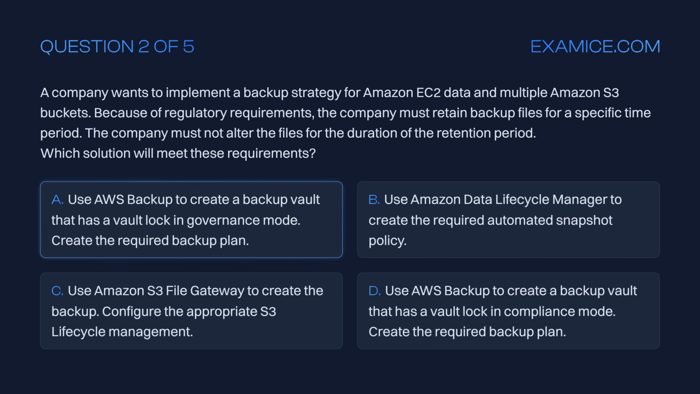Option A. Use AWS Backup to create a backup vault that has a vault lock in governance mode. Create the required backup plan. Option B. Use Amazon Data Lifecycle Manager to create the required automated snapshot policy. Option C. Use Amazon S3 File Gateway to create the backup. Configure the appropriate S3 lifecycle management. Option D. Use AWS Backup to create a backup vault that has a vault lock in compliance mode. Create the required backup plan.